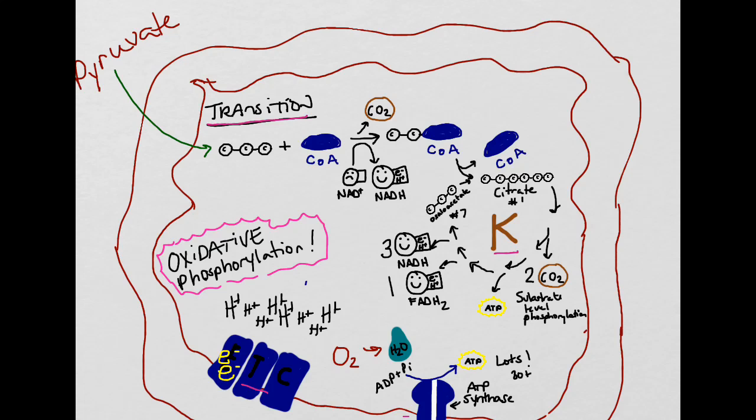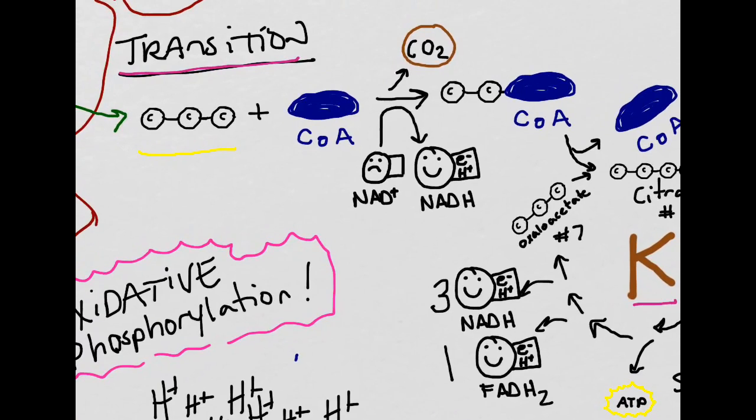I know there's a lot on this drawing, but I'm going to zoom in on each step so that we can talk about it. All right, so here comes the pyruvate. Remember, pyruvate is a 3-carbon molecule. And the first step in the mitochondria we're going to call transition. Okay, so let's zoom in on the transition step.